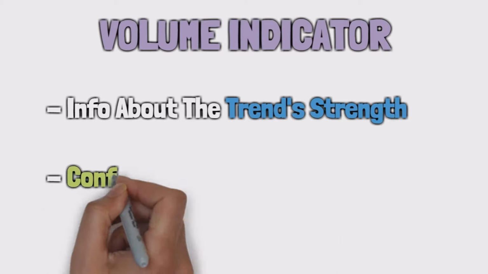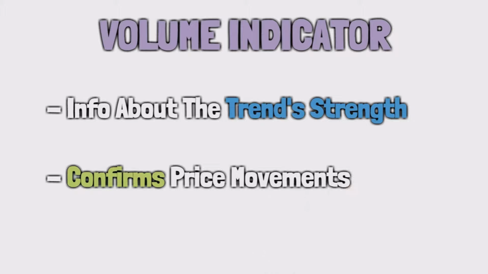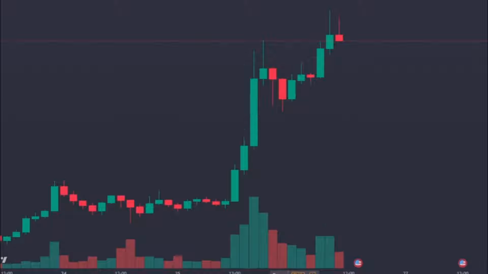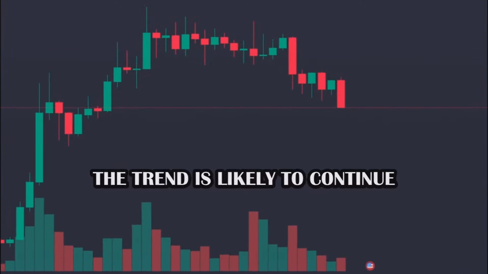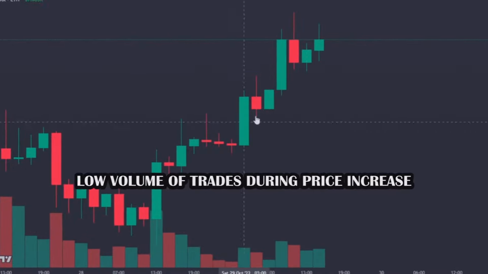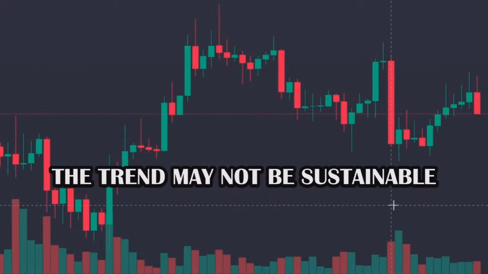And that way, this is also an indicator that confirms price movements. When there is a high volume of trades during a price increase, it indicates that the trend is likely to continue. Conversely, a low volume of trades during a price increase could indicate that the trend may not be sustainable.